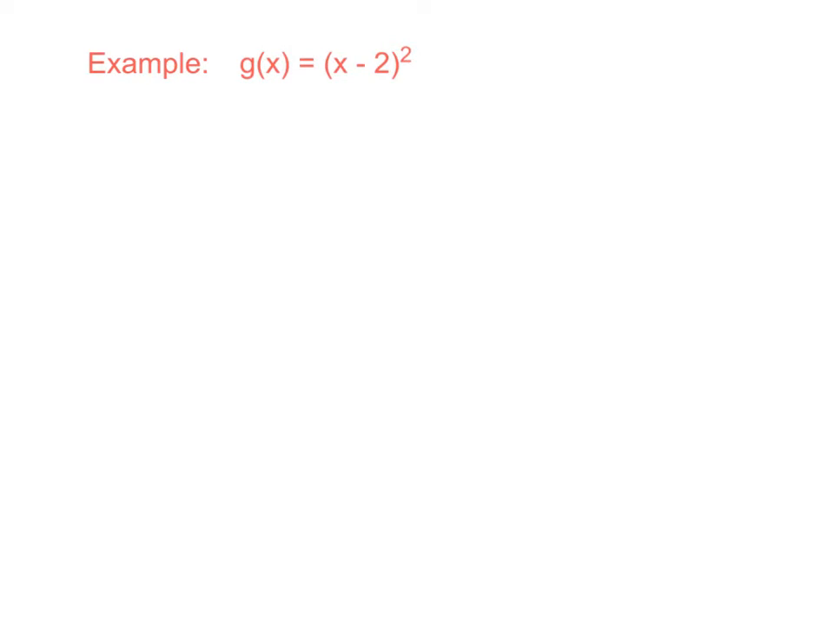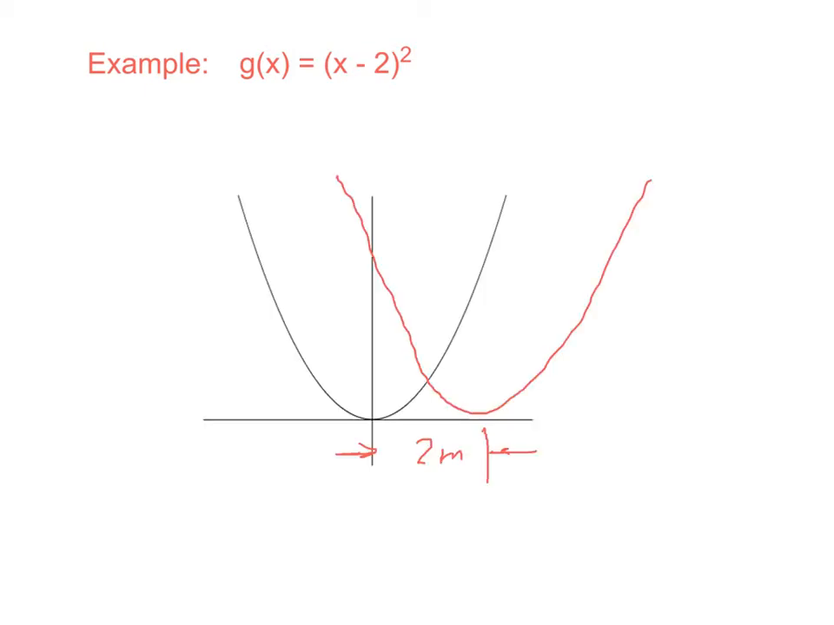So let's look at another example. Let's say I have g of x is equal to x minus 2 quantity squared. This would be related to the parent function f of x equals x squared by shifting the graph to the right 2 units. So our original function g of x is simply equal to f of x minus 2.